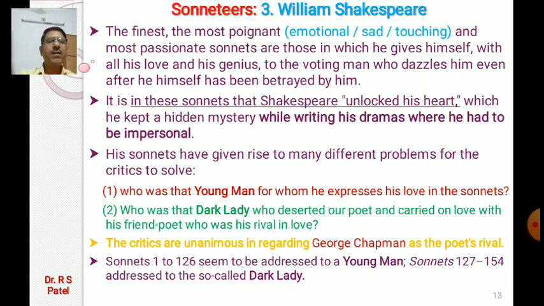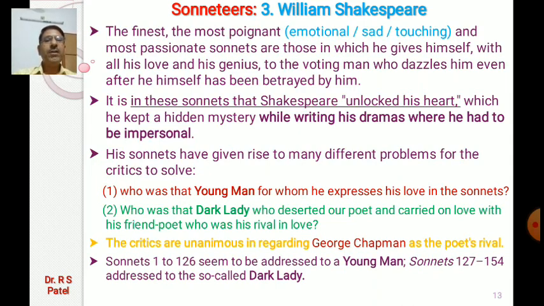The critics are unanimous in regarding George Chapman as the poet's rival. All the critics who think about the love relations of William Shakespeare and the other two characters to whom Shakespeare is associated, finding George Chapman, all unanimously say that he must be the rival of William Shakespeare with whom he has been engaged.